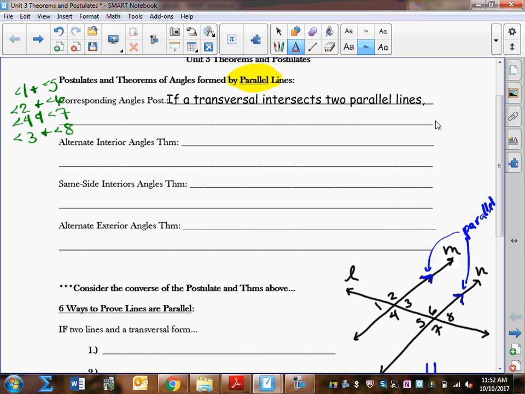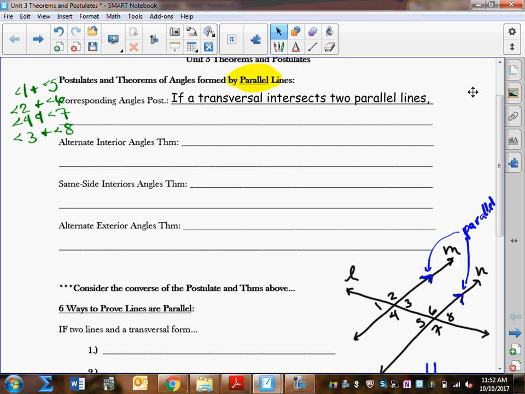So all that's saying is we have two parallel lines that get cut by another one, or transversal. Alright, so it's an if-then. What type of statement is that? Conditional statement. Alright.